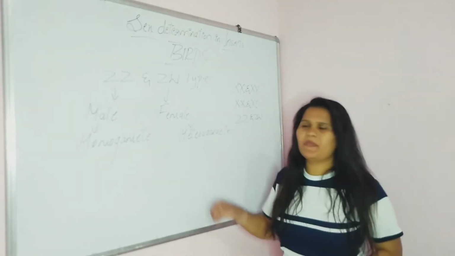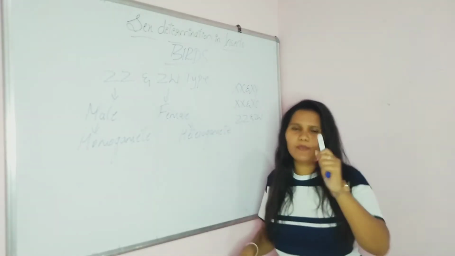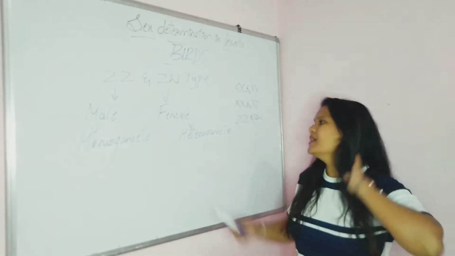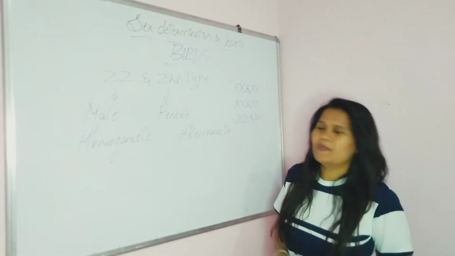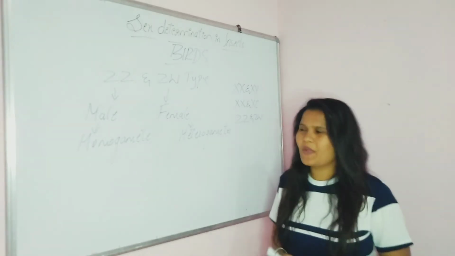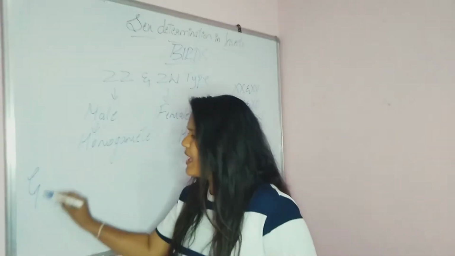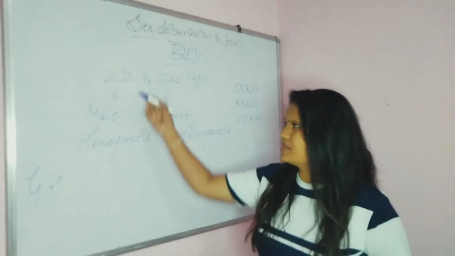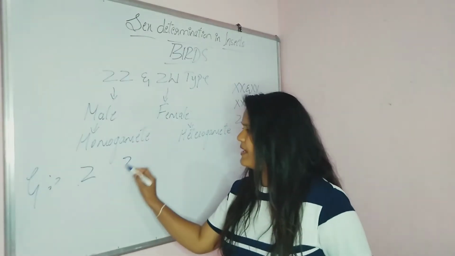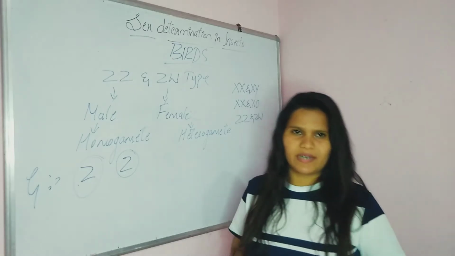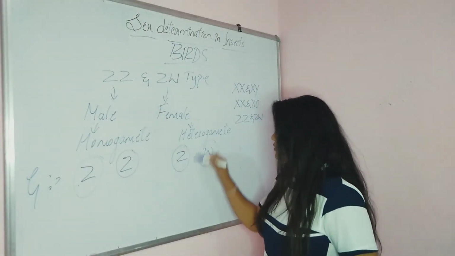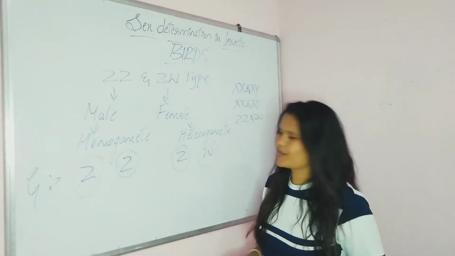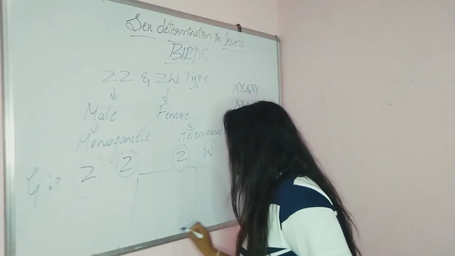But in case of female, where she will be bearing the ZW chromosome as a sex chromosome, so she is called as the heterogamete in case of birds. Is this clear? Please don't get confused, okay? So now let's form the gametes. So Z and Z, two gametes, right? And from female, Z and W. Got? So now let's cross this by putting the Punnett square.